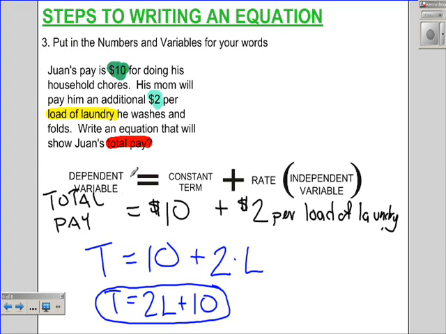So I want to make sure that I'm identifying what those variables are. L is load of laundry, T is total pay. And I could have used X and Y or any letters I wanted to use to set up my equation, but there's my equation.